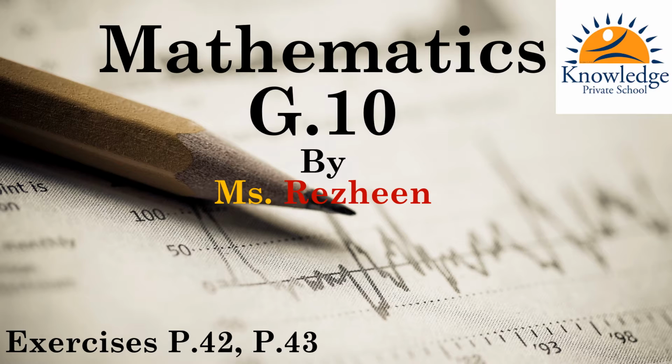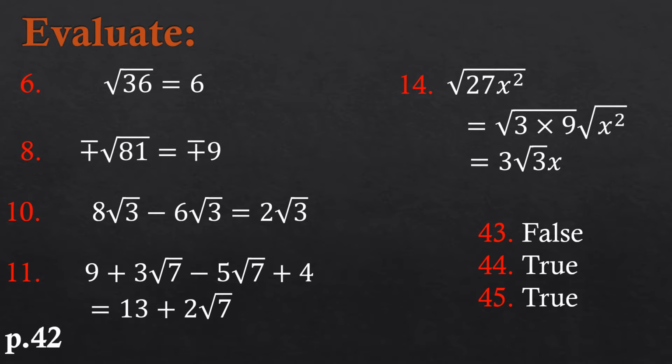Our lesson today is about exercises on page 42 and also page 43. Evaluate, which is exercise number 6. Evaluate the square root of 36, which is a perfect square, and it is equal to 6. The same thing for number 8: the square root of 81 is 9, positive and negative 9.